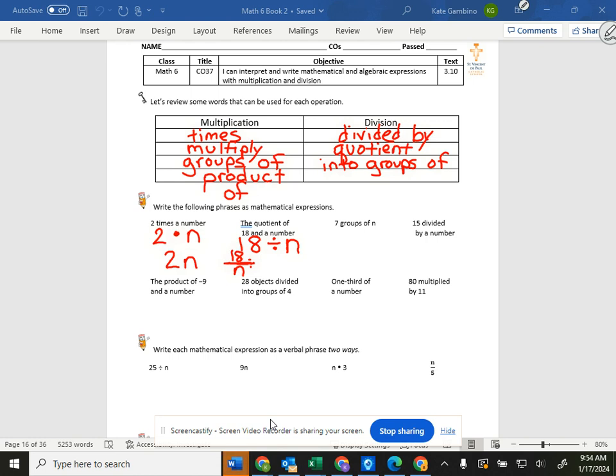We talked a lot about this with our last unit. When we have that fraction bar, it means on your calculator, you put the top number in, divided by the bottom number.